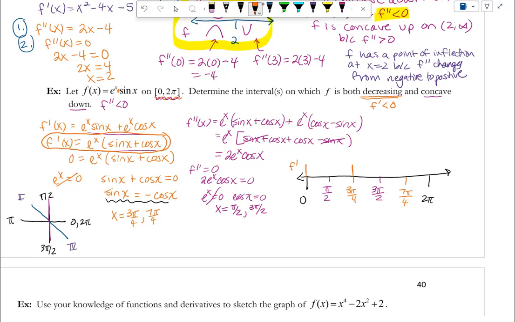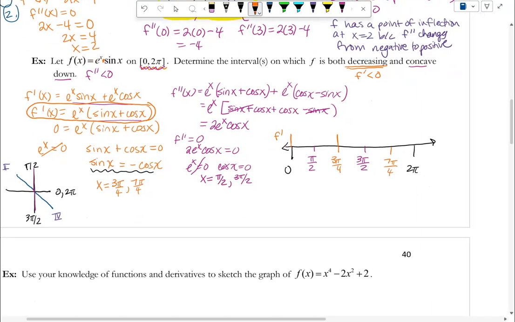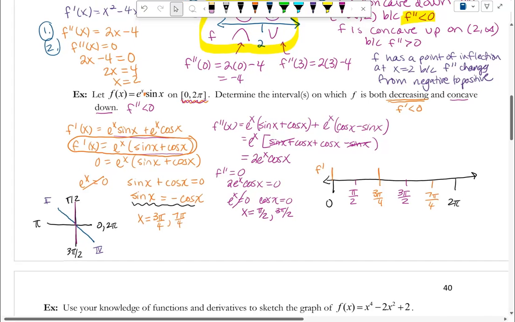So all I need to think about is sine plus cosine. And I could pick any value between 0 and 3 pi over 4 to test that. Well, how about just pi over 4, or just anything in the first quadrant? Sine plus cosine of x in the first quadrant is going to be positive because I'd be adding two positive numbers. So a positive number times our positive e to the x means that f prime is positive on this interval. So our first derivative is positive from here to here.